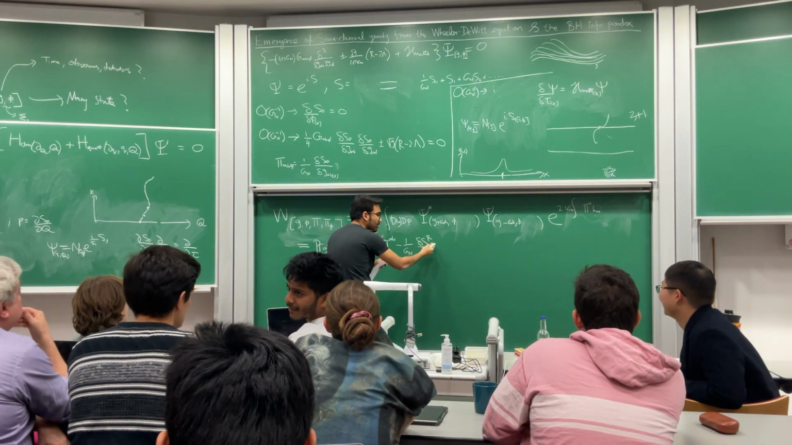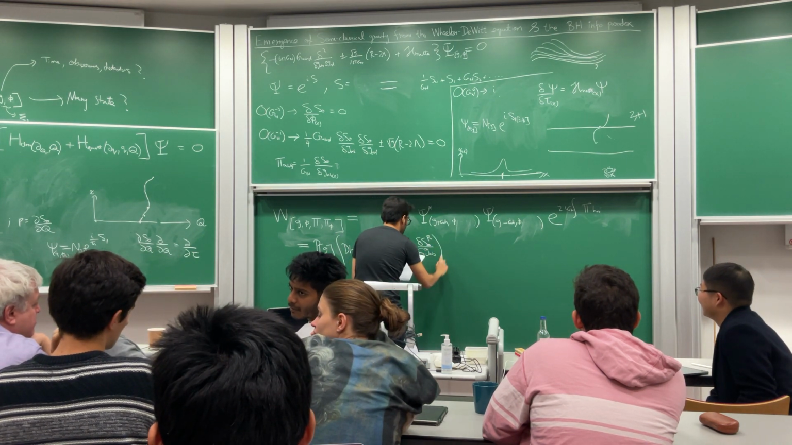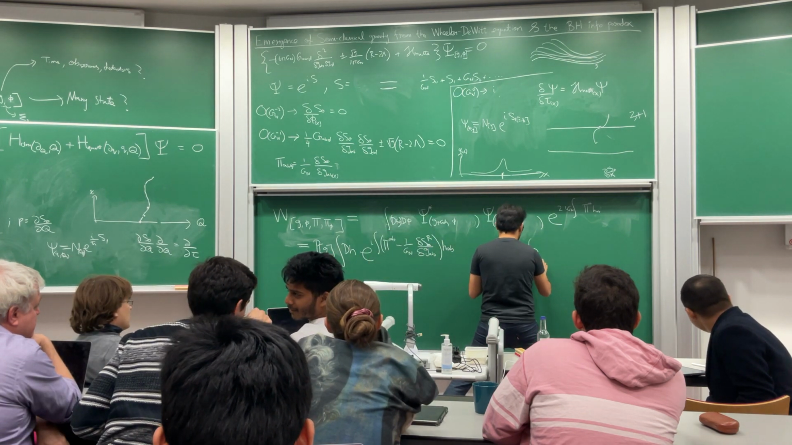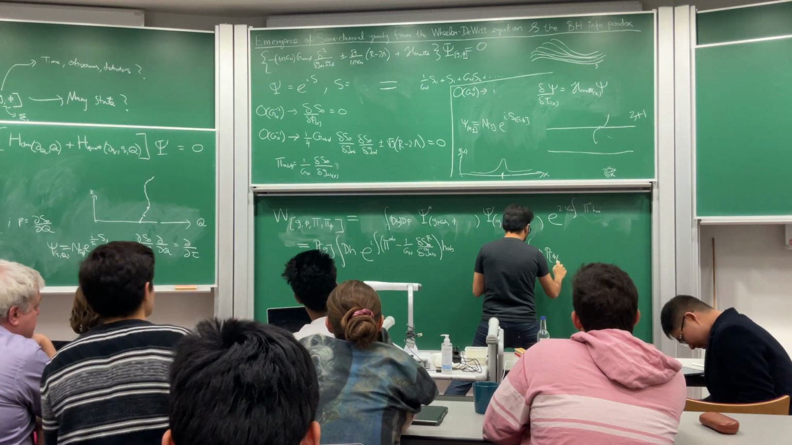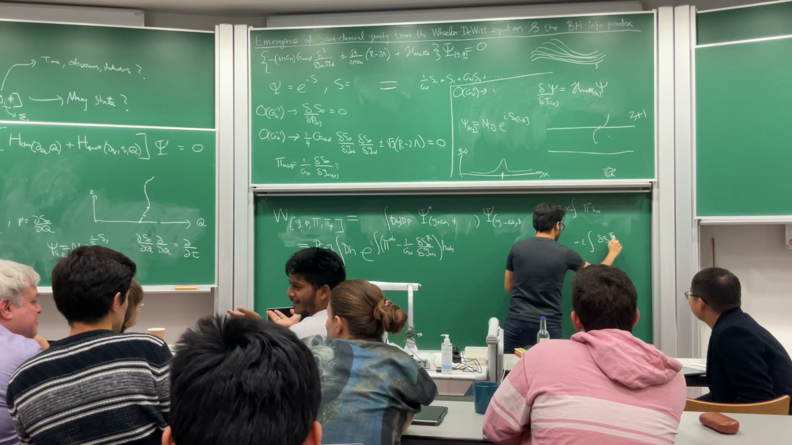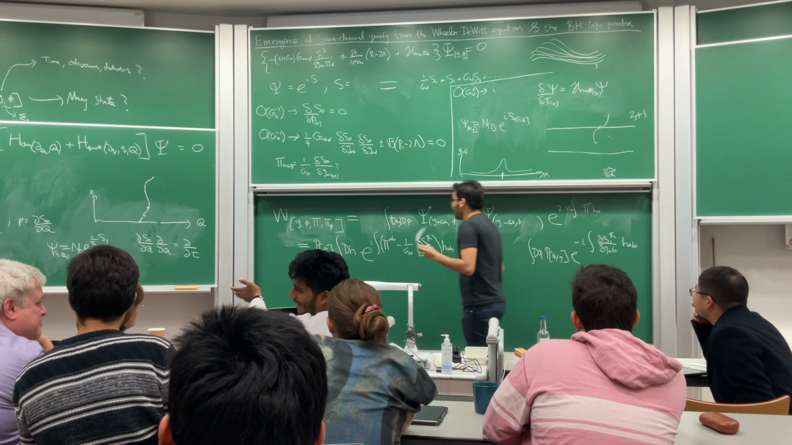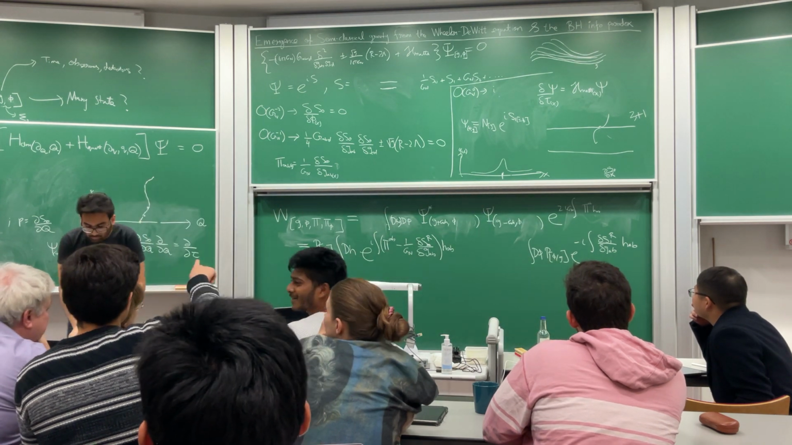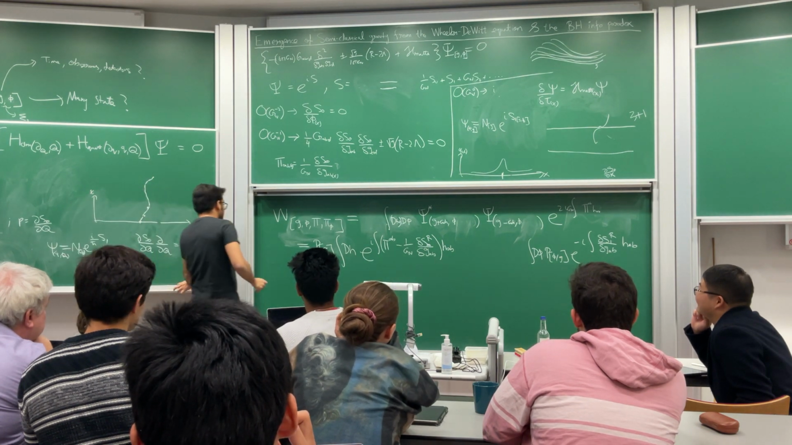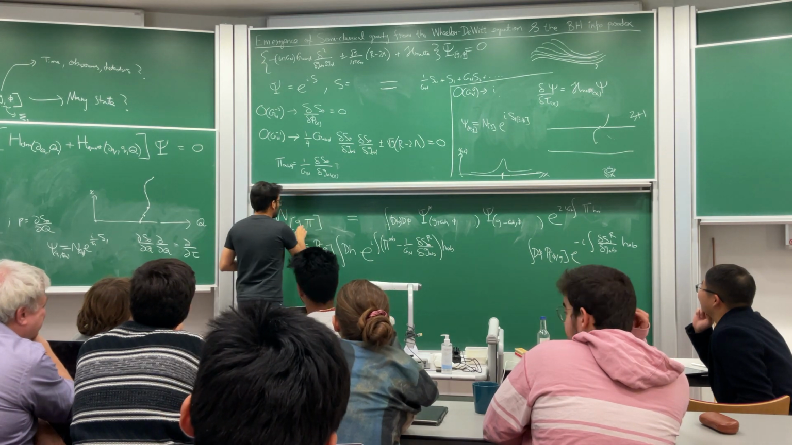Delta S naught R is like S naught's real part. You get this equation. The left-hand side is the Wigner function. Okay, you get this equation.